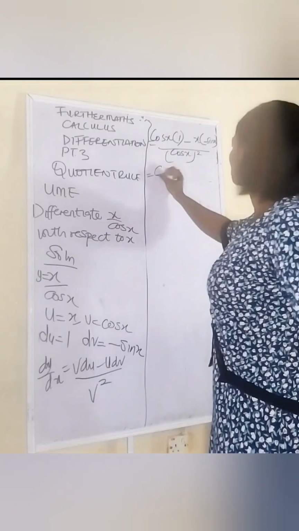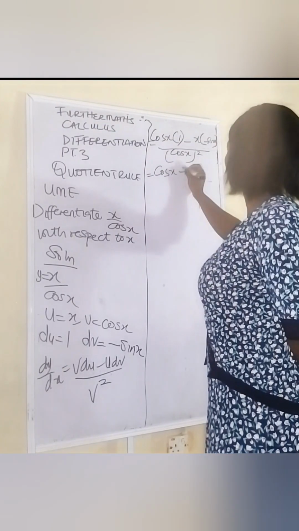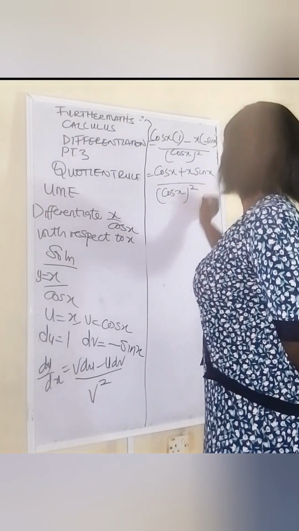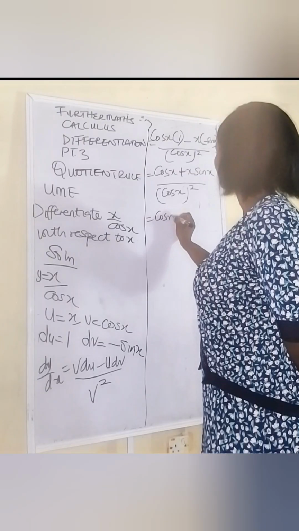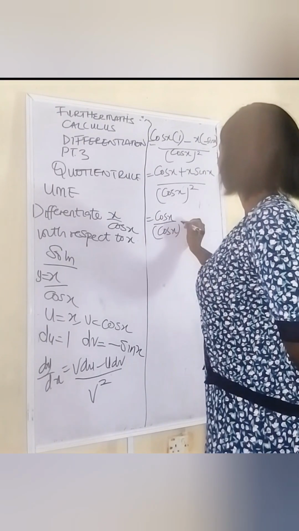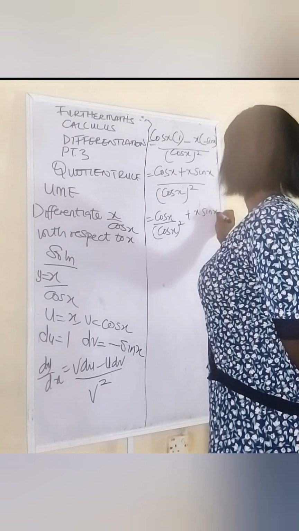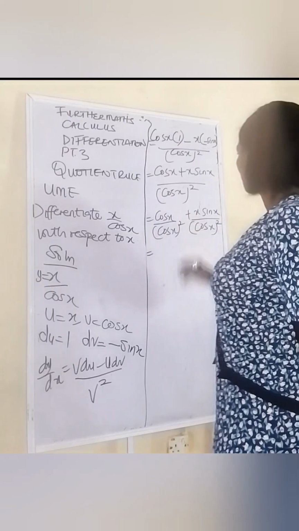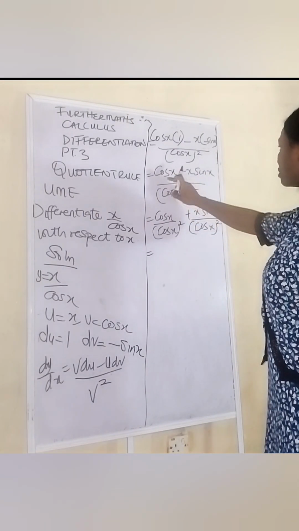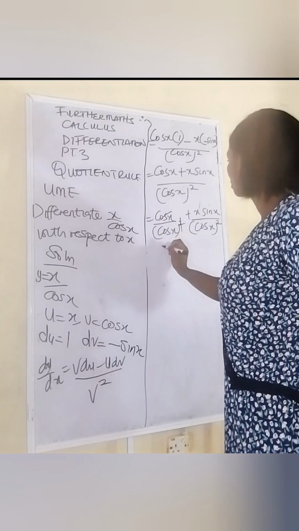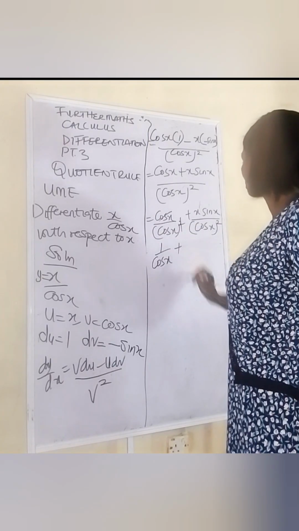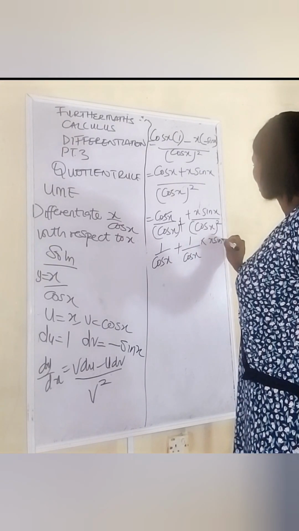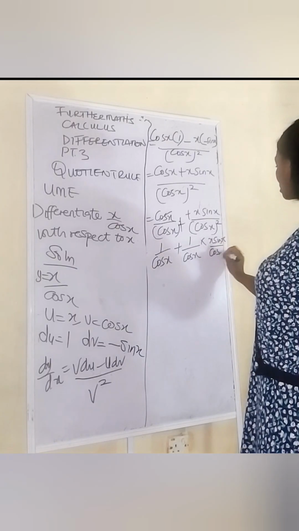So now let's open the bracket. So we have cos x, minus times minus is plus, x sine x, over (cos x) all squared. So now this equals cos x over (cos x) all squared plus x sine x over (cos x) all squared. So we split it now. Now one cos x has cancelled, so we have 1 over cos x plus x times sine x over cos x.